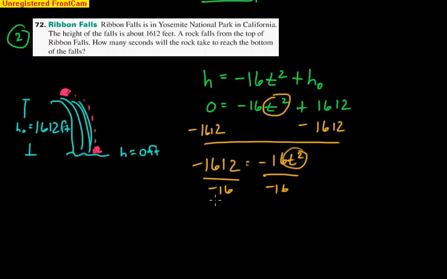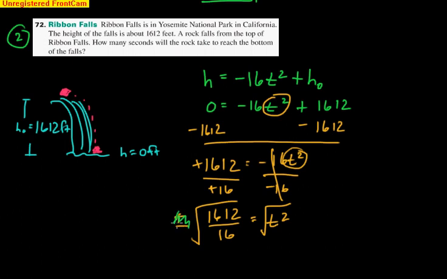Over here, I'm not going to divide this. I'm just going to leave it as a positive over a positive because the negatives cancel and become positive over positive. On the right side, the -16's cancel. There is my t squared. And now we take the square roots of both sides. Now, because this is a word problem, usually we would take the plus or minus, but because this is a word problem, we don't need the plus or minus.